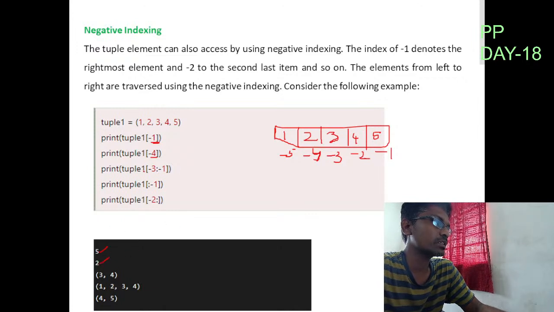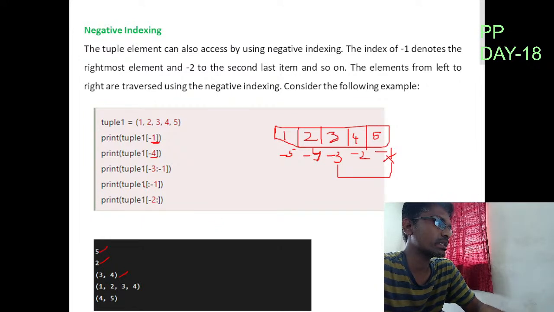And the next one is tuple 1, minus 3 colon minus 1. That means minus 3 will be included and minus 1 will be excluded, so the remaining elements are at minus 3 and minus 2. At index numbers minus 3 and minus 2, the elements are 3 and 4. So then it will print 3 and 4.